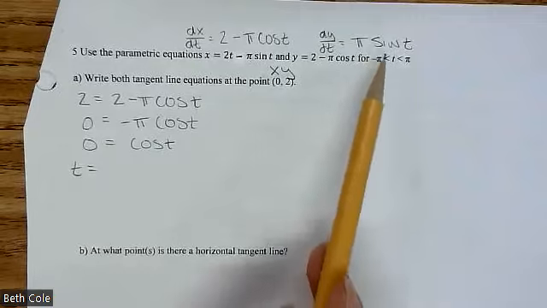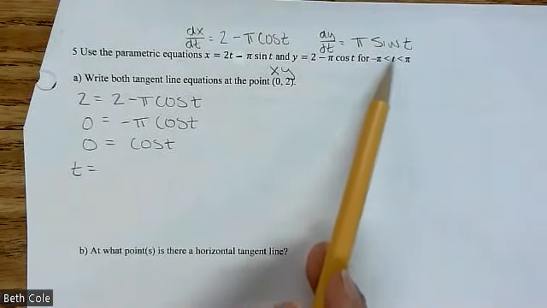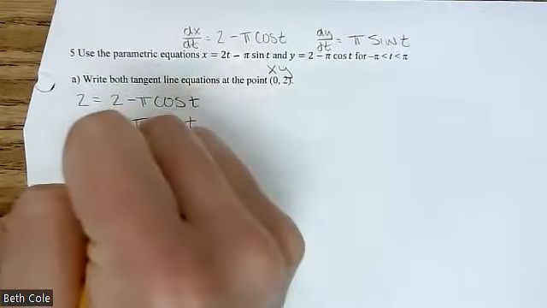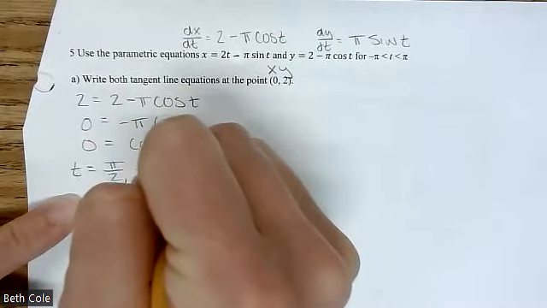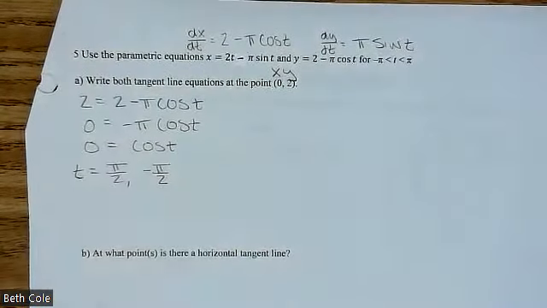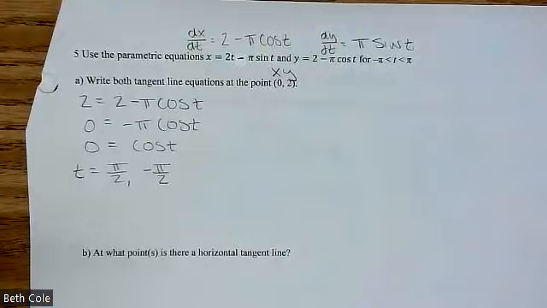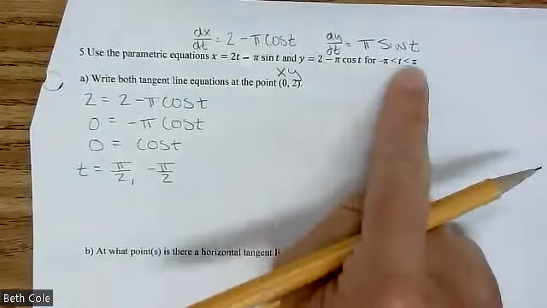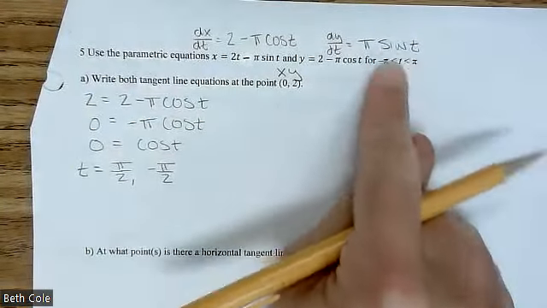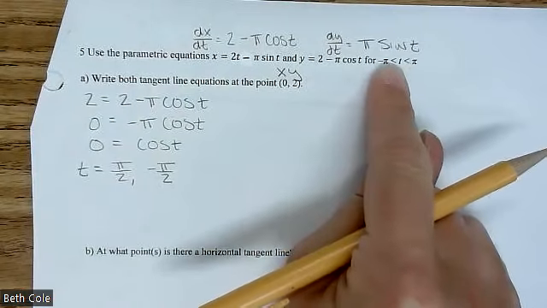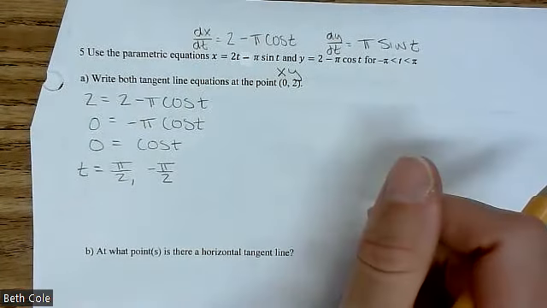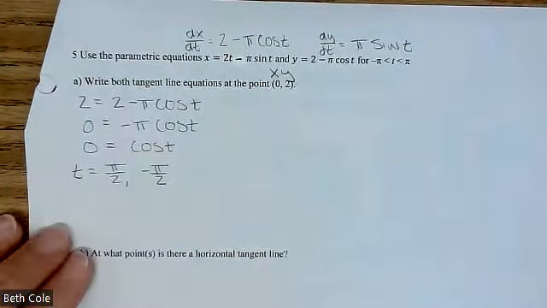Pi over 2. Oh, and good. You have to stay on this interval. So pi over 2, and I think you guys said the other one, negative pi over 2. Good. Because usually people want to say 3 pi over 2, but do you see how that's not on this interval? Like we're stuck from negative pi to positive pi. Okay. So now we're going to get our slopes.